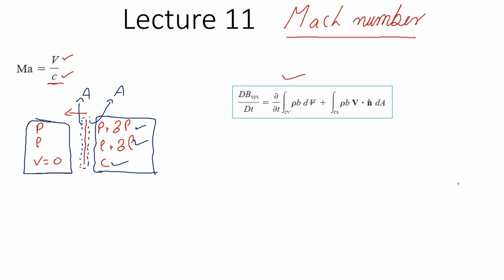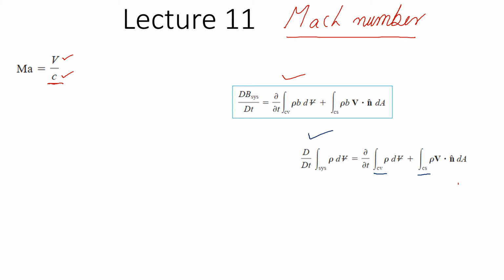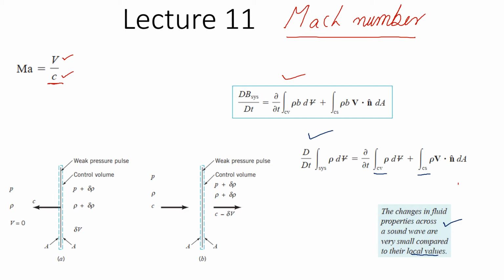So we will first consider a weak pressure wave or pressure pulse, and we will see what happens to the fluid through which this pressure pulse flows, and then what happens to a fluid that is moving relative to the pressure pulse. Then we will apply the control system and control volume analysis. This is the continuity equation, and there we will apply this equation. As we said, the changes in fluid properties across a sound wave are very small compared to the local values. By this statement we mean that the sound that we hear in our daily use, for example when we talk to each other, consists of very small or weak pressure waves that our ears can bear.